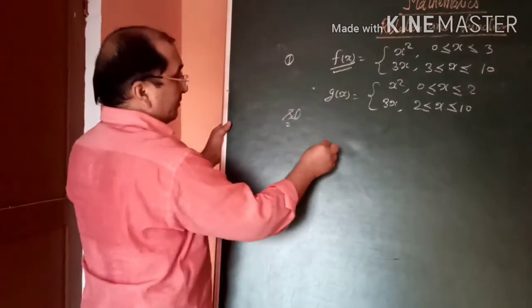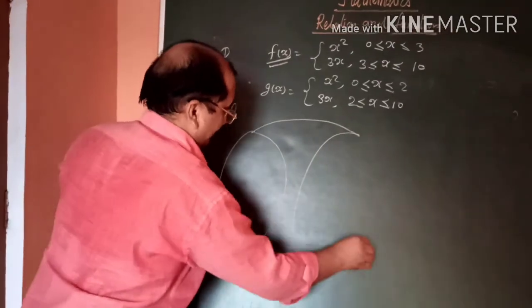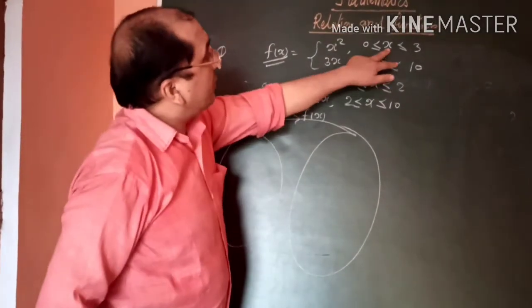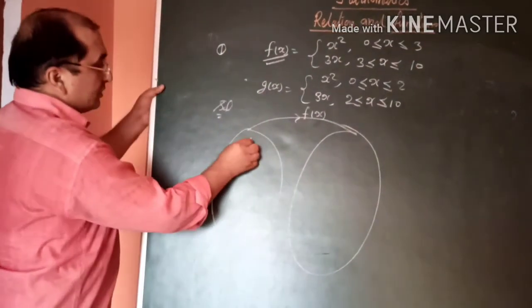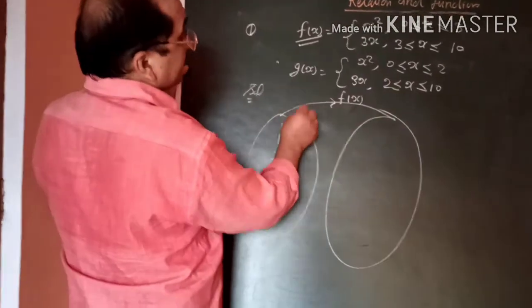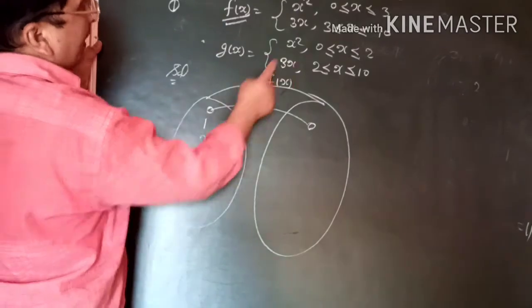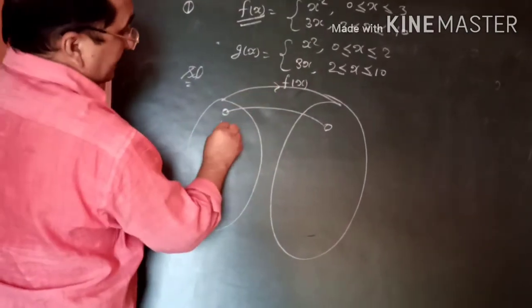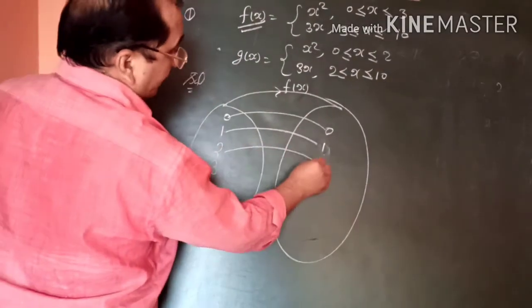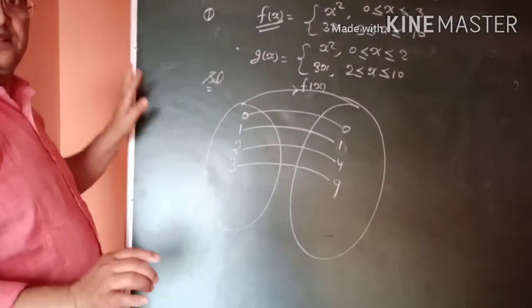We can define these things because now see, for the function f(x), we can put the values 0 to 3, meaning 0, 1, 2, 3. f(x) means x square, so for 0, 0 will come. For f(1), 1 times 1, 1 will come. For 2, 2 times 2, 4 will come. For 3, 3 times 3, 9 will come. Okay, this is the function.